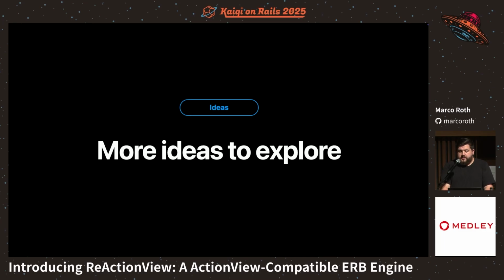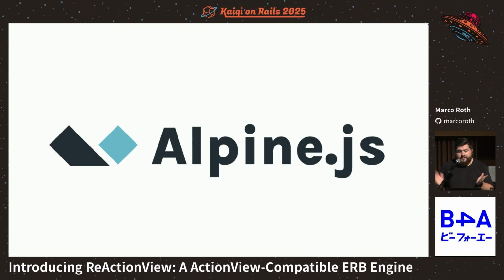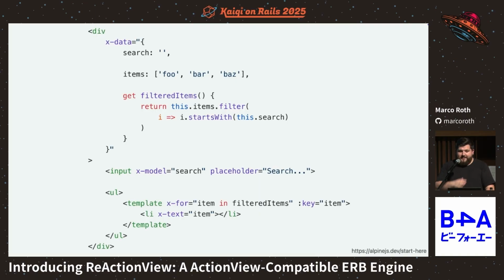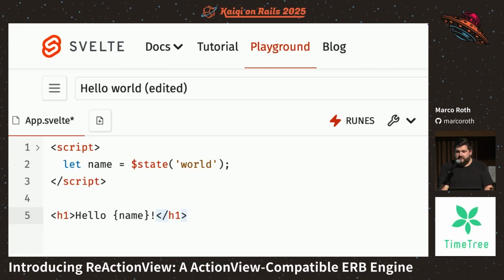There are more ideas to explore. One thing is, often with Stimulus controllers, people say, I want to use it exactly once in my application. And then people say, use Alpine.js. But me personally, I don't really like this JavaScript in my HTML attributes, so it feels wrong. So I was thinking maybe we can do something like inline Stimulus, similar to how Svelte does this, where you have a script tag in your view file, and then you can control the state, you can do reactive updates right in your ERB file, and it's just scoped to this one file.